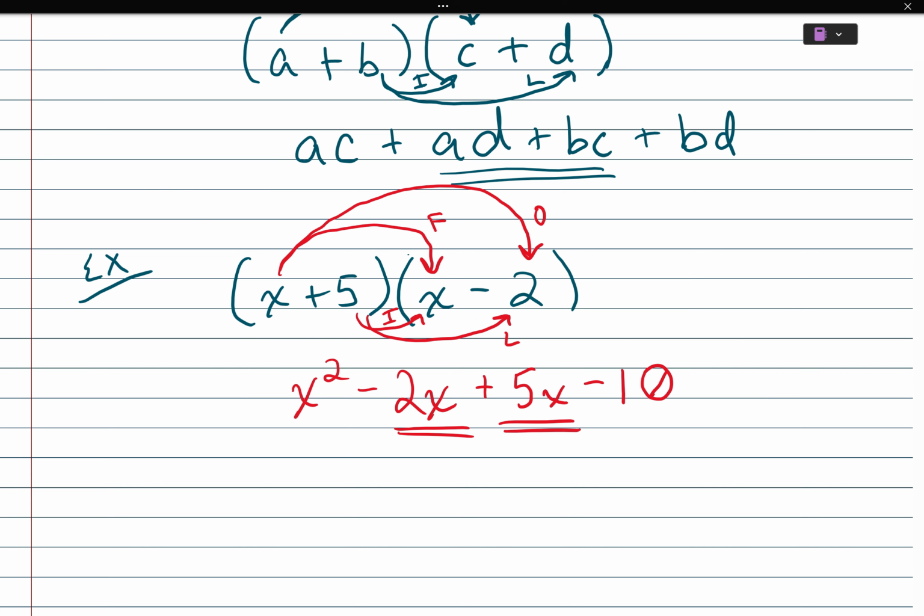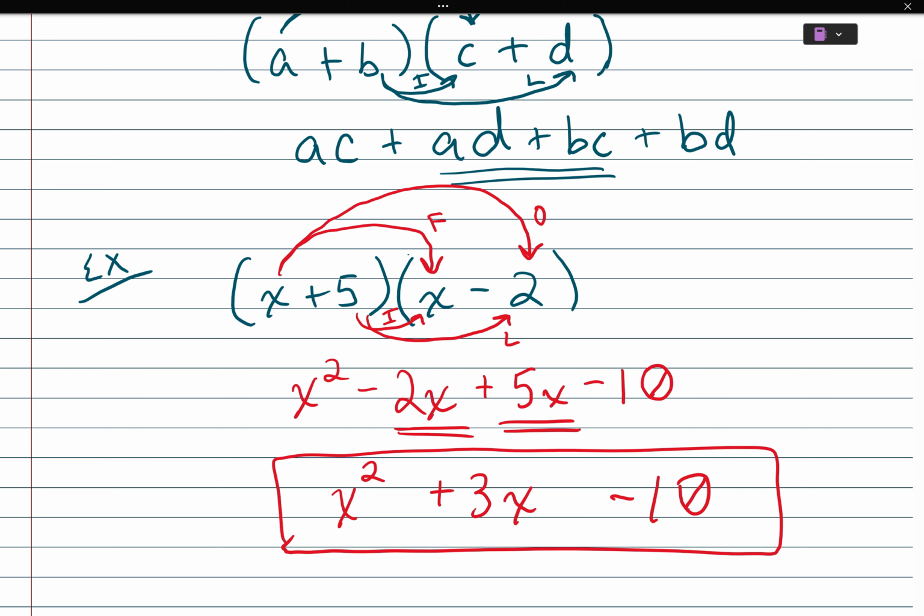It's like saying 2 apples and 5 apples. But now you have to deal with the signs though, right? So negative 2 and a positive 5, the signs are different, so you subtract them and take the sign of the larger magnitude number. So this is the product: x squared plus 3x minus 10.